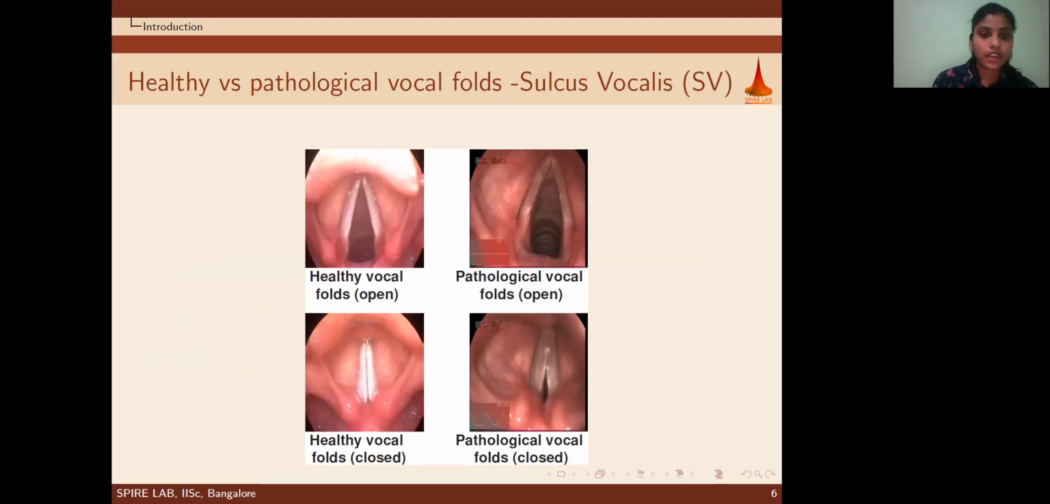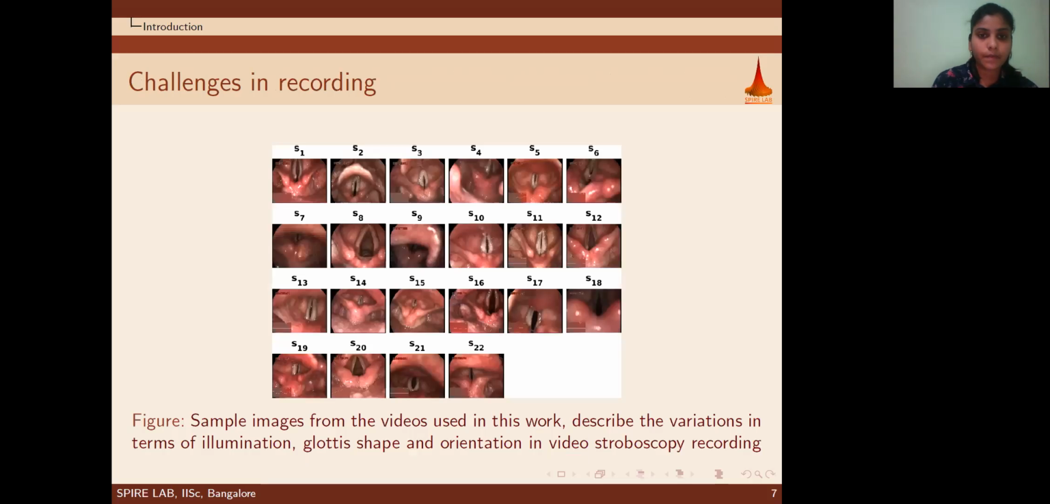This figure illustrates the healthy versus pathological vocal folds. In the pathological case opening phase, we can see a groove kind of structure in the vocal fold which leads to an incomplete glottic closure during phonation. This type of vocal fold condition is called sulcus vocalis in voice disorders.